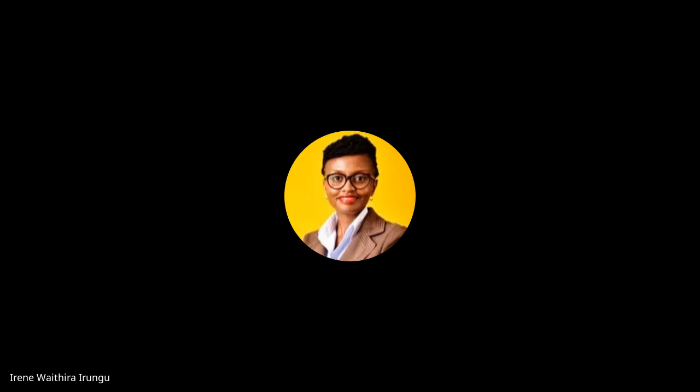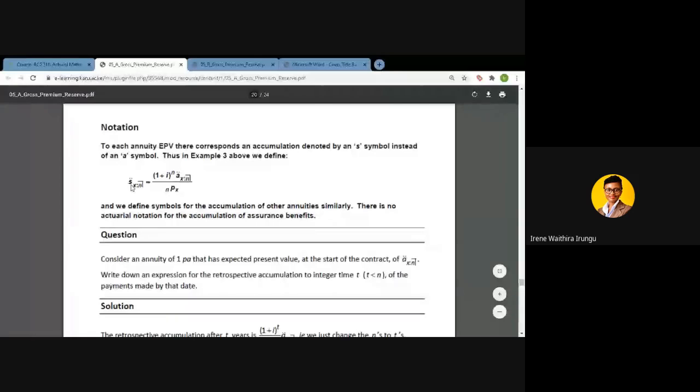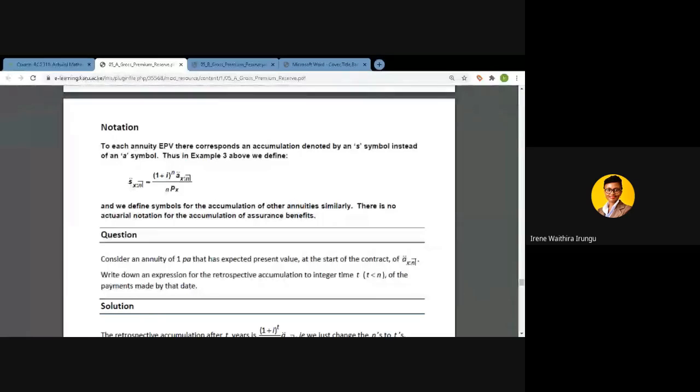So if you were evaluating the retrospective accumulation of this temporary annuity due as at time t, then everywhere we have n in this particular equation would have that as t. And we know for annuities, we can express the accumulation factor in terms of the symbol S, so that if you have it as an annuity due, then this becomes S due x angle n.